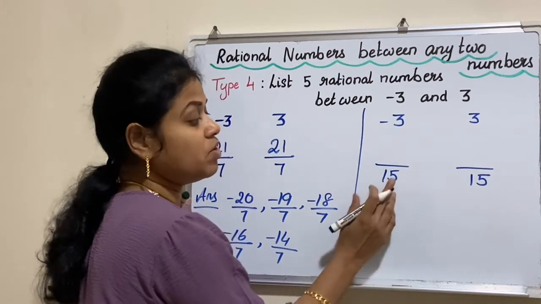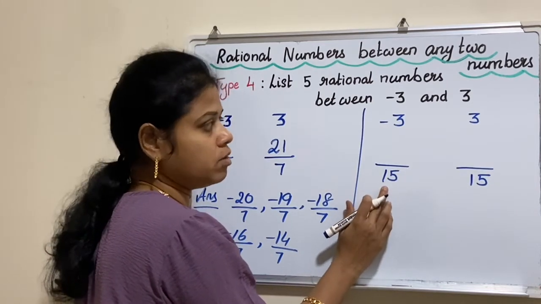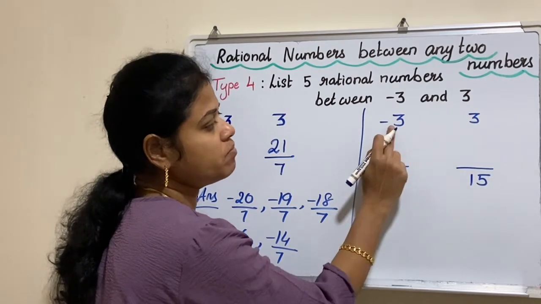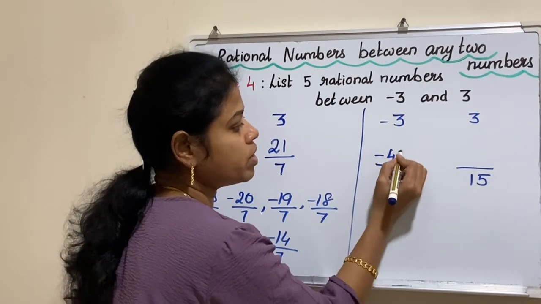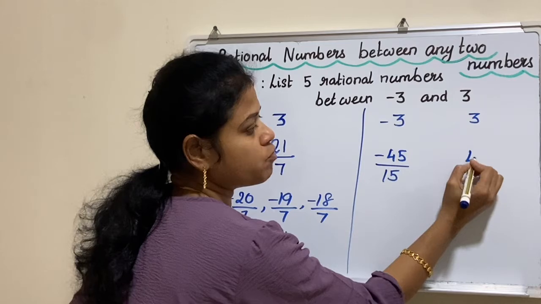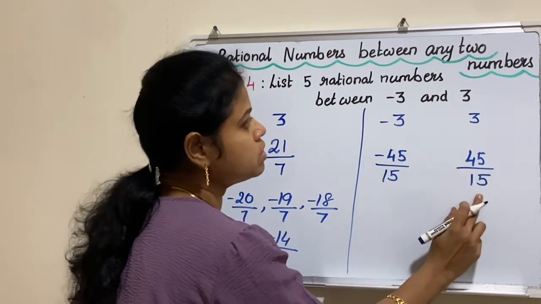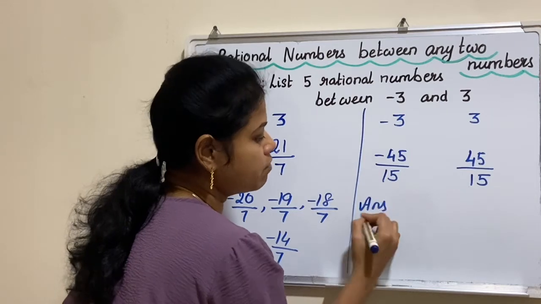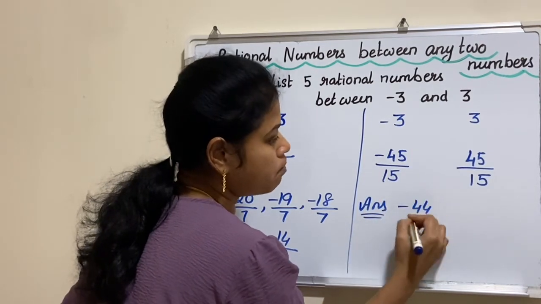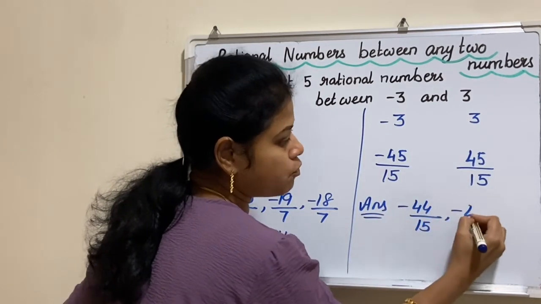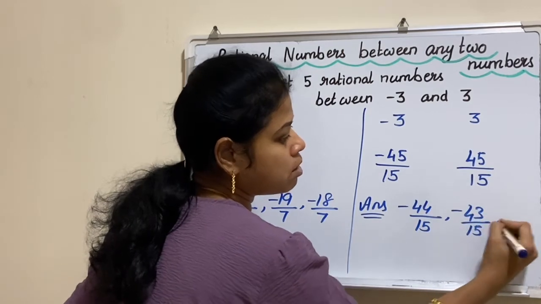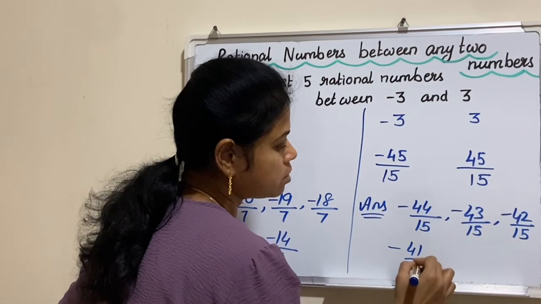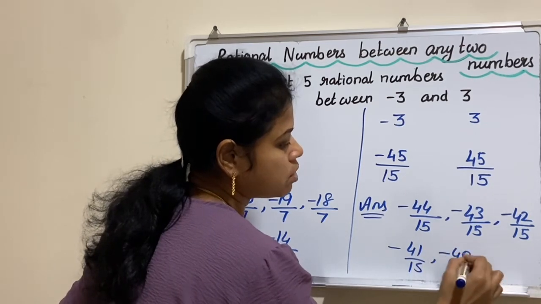What about this? If the denominator is 15, what will be in the numerator? Numerator will be 15 multiplied with minus 3, minus 45. And here it is plus 45. And in between these two, 5 numbers. So 5 numbers means what are they? They will be minus 44, minus 43, minus 42, minus 41 and minus 40.